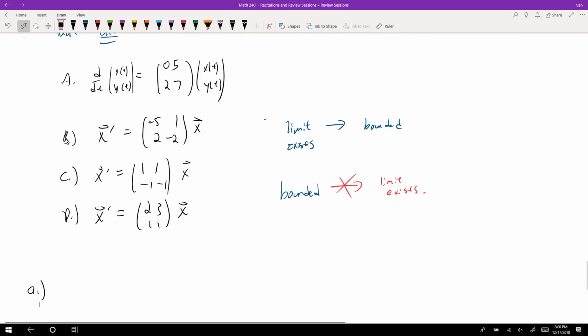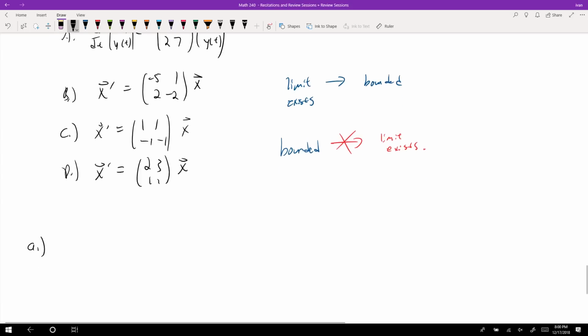So you have [0, 5; 2, 7]. You need to find the determinant of [negative lambda, 5; 2, 7 minus lambda]. And what is this? This is negative lambda times (7 minus lambda) minus 10, which is lambda squared minus 7 lambda minus 10. Is that right? Yeah. Okay. So what are my eigenvalues for this?